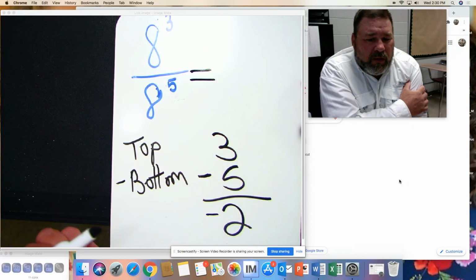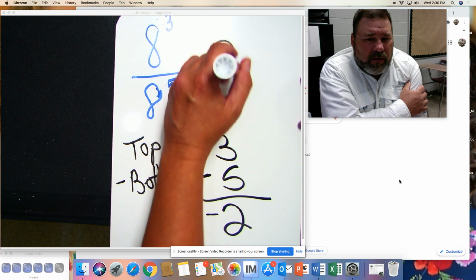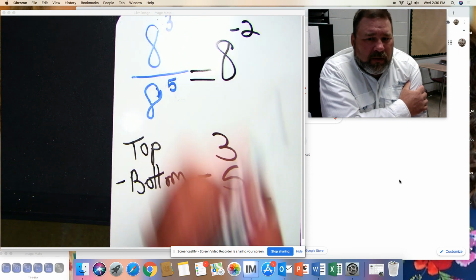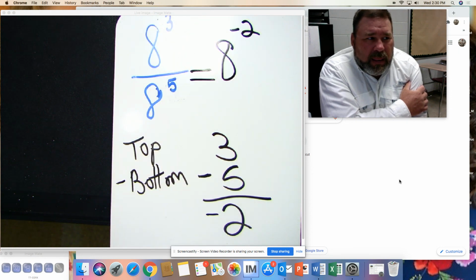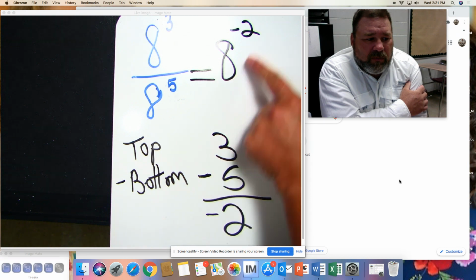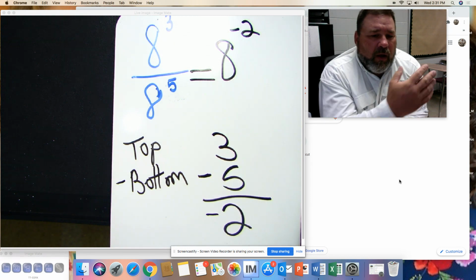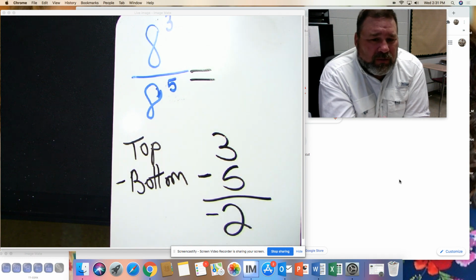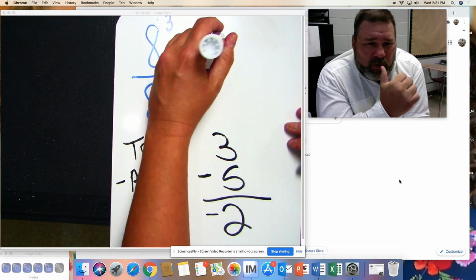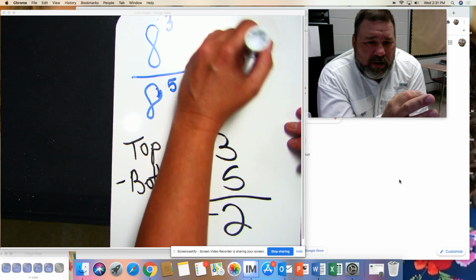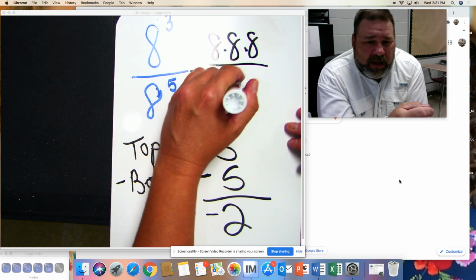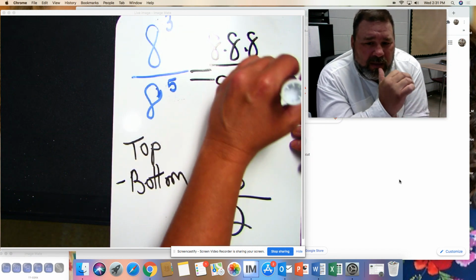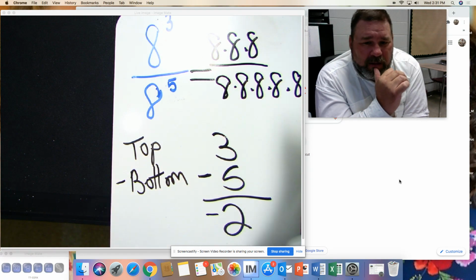So if I wrote that out, I would keep the base 8 and I'd put a negative 2. Now, I think we might need to go back and look at what that 8 to the negative 2 really means. Well, how about let's do this, Ms. Powell, and I think this is what you're going to do. Yeah, let's write it out the long way with 3 8s at the top and 5 8s at the bottom. Now, what would happen there?